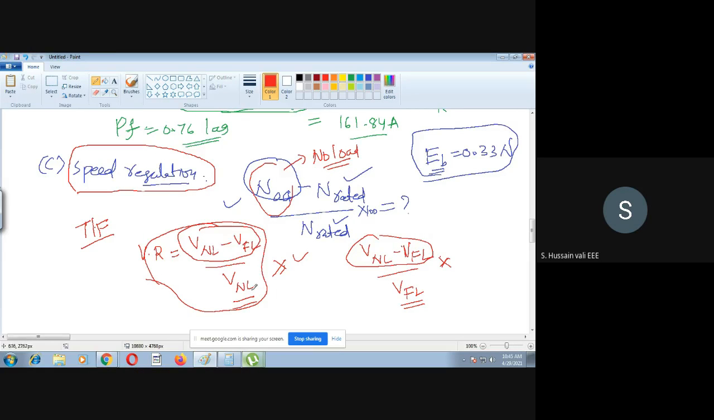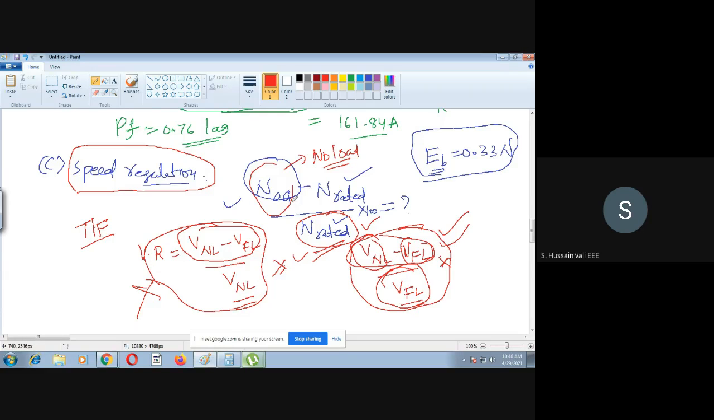Here, you see the voltage regulation formula: (V no load minus V full load) by V no load. This is one regulation with respect to no load. The other regulation, with respect to full load, is (V no load minus V full load) by V full load. Generally in the case of motors, we always find out the regulation with respect to the rated speed, not with respect to the no load speed. So we will use this formula, not that formula. Why? In the case of motors, you generally find out the speed regulation with respect to the rated speed, so in the denominator you take only the rated value, the full load value. You understand now?